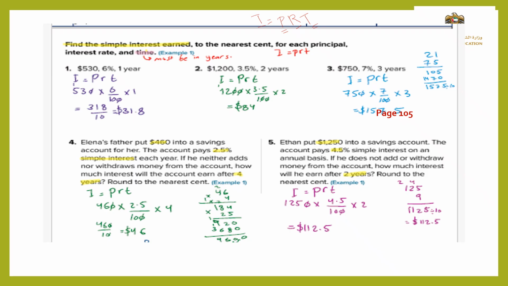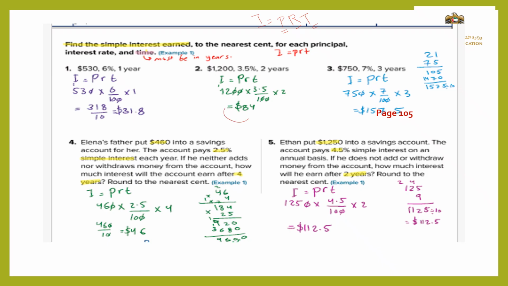So here you see I equal to PRT. P is 530. 6% means 6 over 100. 1 year means 1. Multiply all, you will get the interest. Here you see I equal to P is 1200. R is 3.5. So 3.5% means 3.5 over 100 times 2 years. 2 years means just 2. Multiply all. You can cancel the zeros. Easy, you can find it. Then you will get the interest.